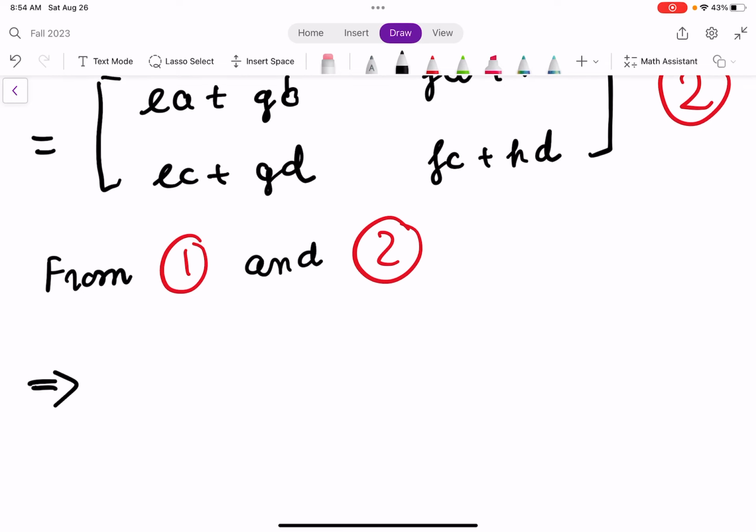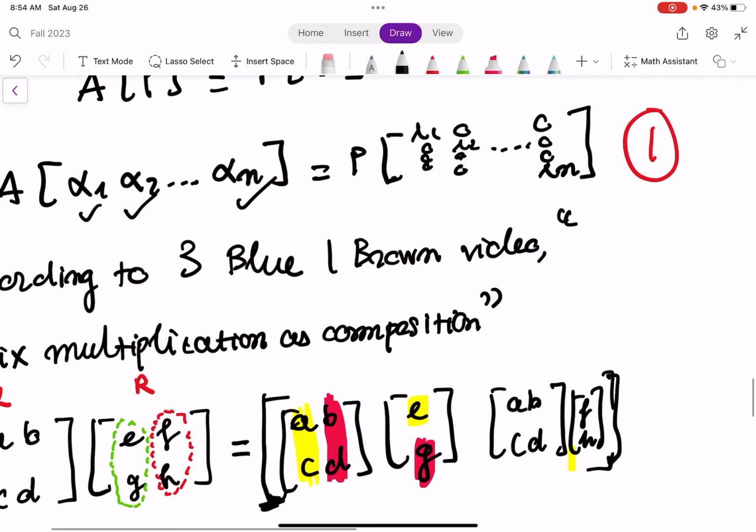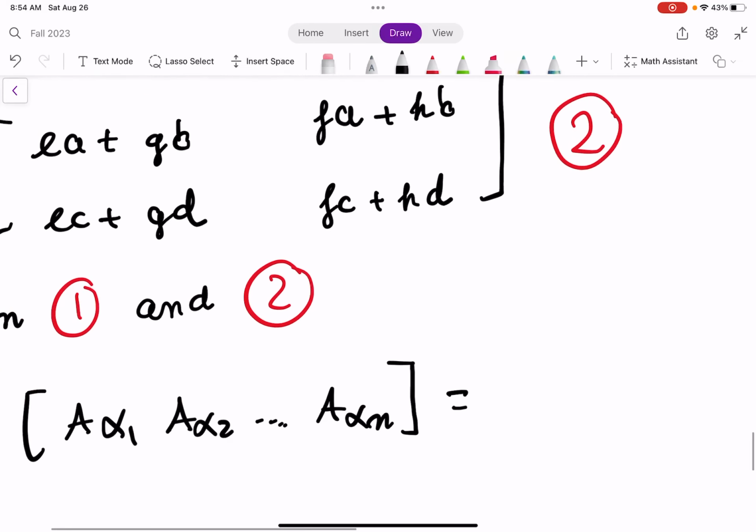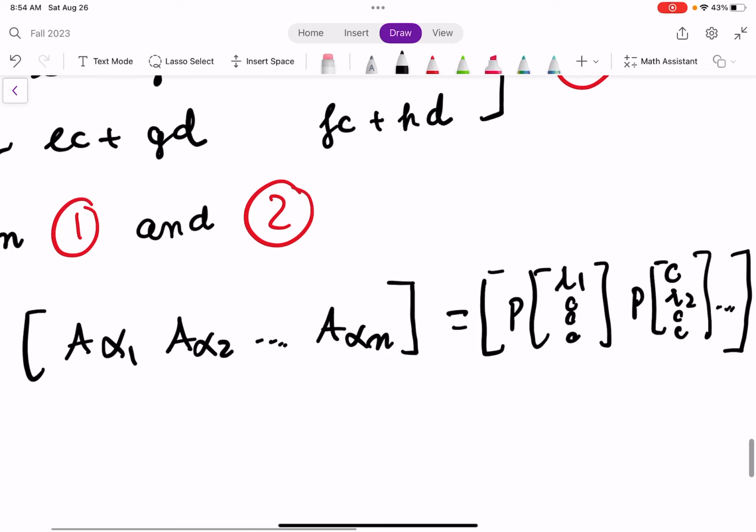And we can say A alpha 1, A alpha 2, all the way to A alpha n will be equal to P applied to each. So you do the same for each. So you get P times the matrix with lambda 1, 0, 0, 0, then 0, lambda 2, 0, 0, and so on all the way down.